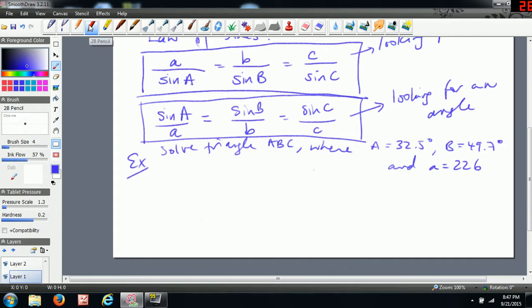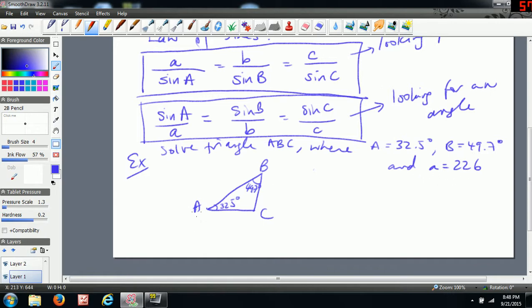Okay. So, solve triangle ABC where A is equal to 32.5 degrees, B is equal to 49.7 degrees, and side a is equal to 226. So you draw a three-sided triangle, and you label it ABC in any order. Angle A is 32.5 degrees, angle B is 49.7 degrees, and side a is 226. In trigonometry, capital letters represent angles, and lowercase letters represent sides of the triangle. So in this case, little a is 226.